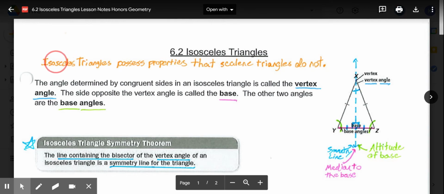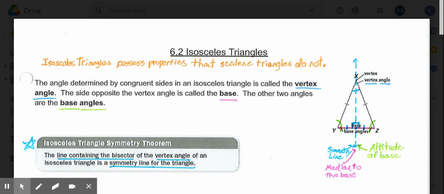An isosceles triangle is a triangle where two or more sides are congruent. And then we also have an equilateral triangle, where all three sides are congruent. So an equilateral triangle is a special type of isosceles because again, isosceles means two or more sides are congruent.